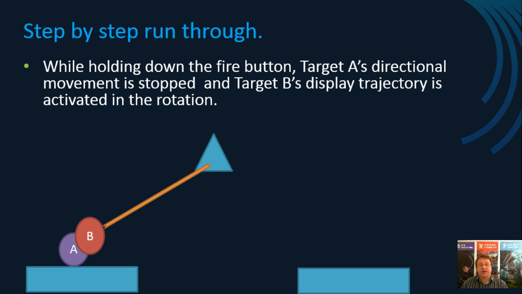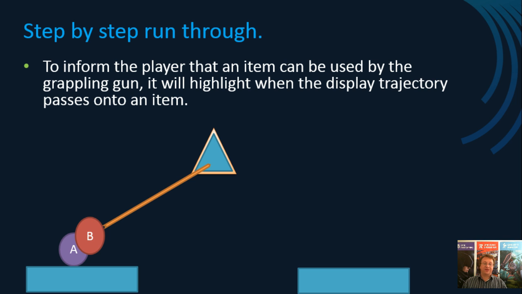So while holding down the fire button, target A's directional movement is stopped and target B's display trajectory is activated in the rotation. So you can see here that the information the player sees to show that the grappling gun can be activated is highlighted when the display trajectory passes onto an item.